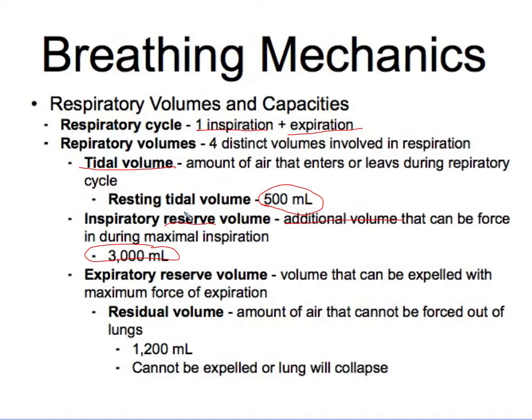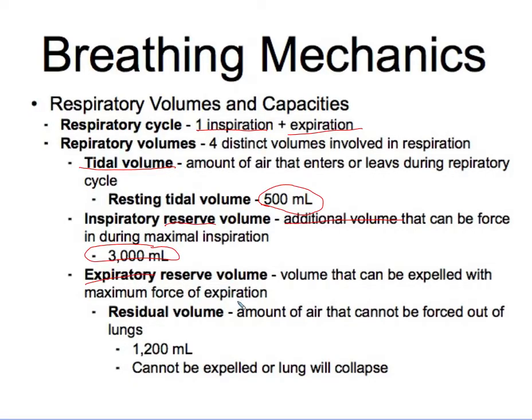Okay, so now when you breathe out, we also have this expiratory reserve volume. So normal breathing in and out is your tidal. We can also force extra air out of that. And so this is the volume that can be expelled with maximum force.